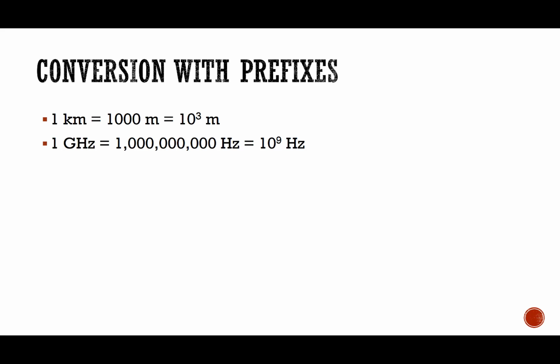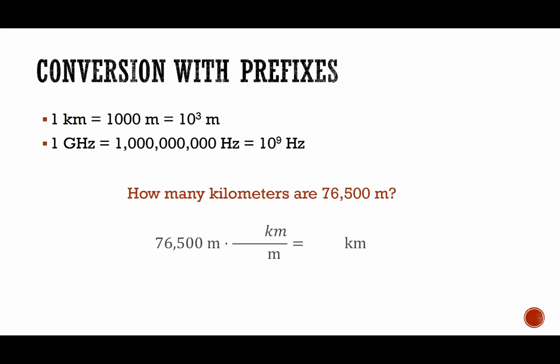The problems with these prefixes are similar to the previous ones, and I could ask questions such as how many kilometers are 76,500 meters. The solution is simple again. We start with the value that is provided in the problem, and then we use a conversion factor that connects kilometers to meters. Because we started with meters in our original value, we need to have meters on the bottom, and because we're interested in kilometers, we need to have those on the top. This allows us to cancel out the meters and receive our answer in kilometers.